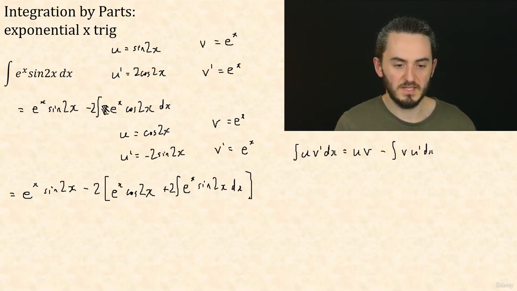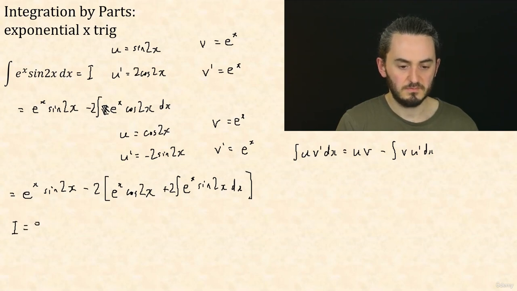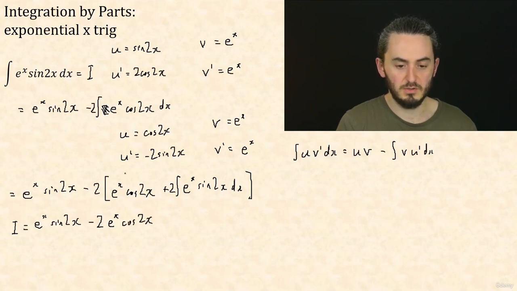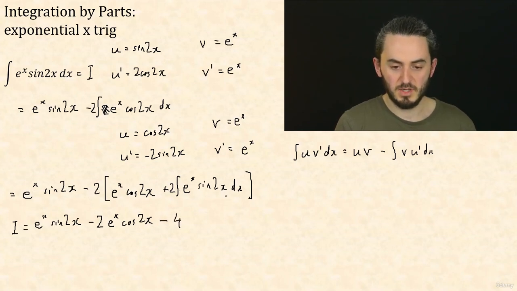Here's how. Let's rename the problem. Let's just give it a name. Okay, I'm going to call it I for integral. So let's just rewrite this line. What I've got is that the thing I'm looking for, I, is e to the x sine 2x. And now I'm going to expand this. Minus 2 times this stuff, so that's minus 2 e to the x cos 2x. And then minus 2 times 2 is minus 4. And then here's just my original question again. My original question was this integral, but I've got a name for that now. It's I.